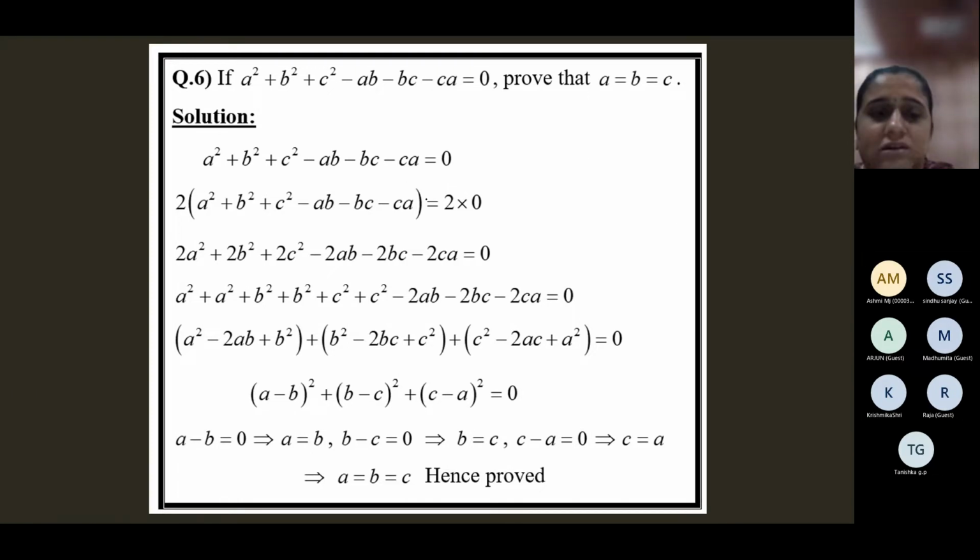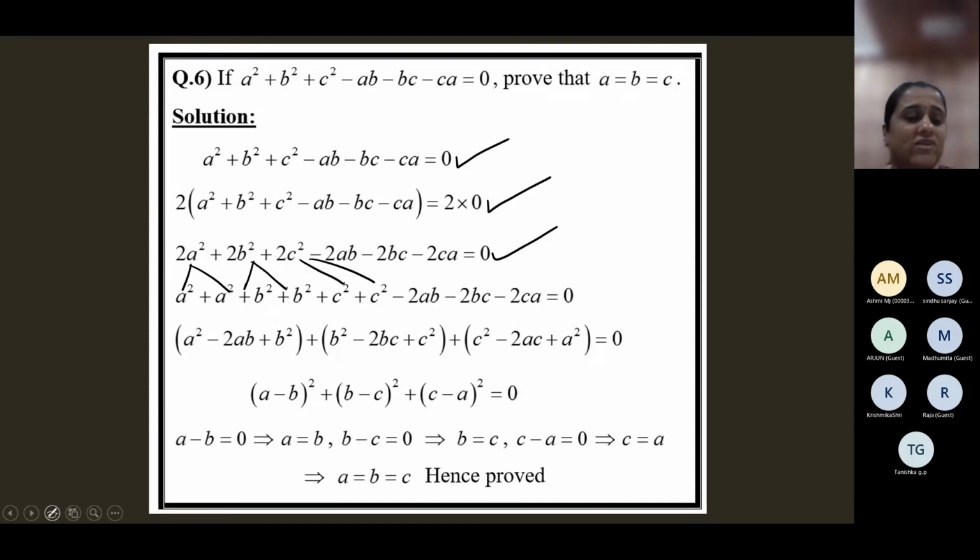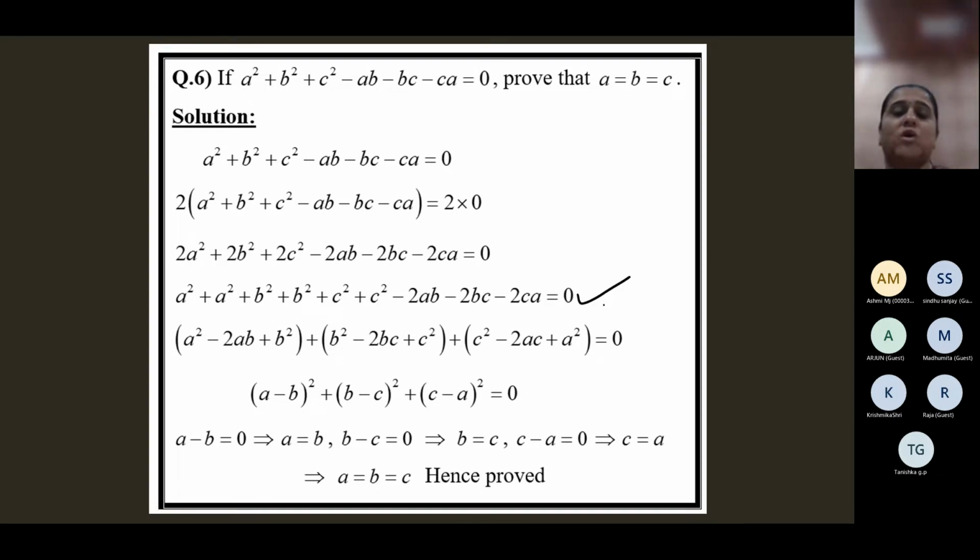So I'll quickly tell you again. This is the given equation. We multiply both the sides by 2. And then we break 2a square as a square plus a square, 2b square as b square plus b square, 2c square as c square plus c square. Now we have 9 terms in all. Now we are going to group in threes, 3 plus 3 plus 3, 9 terms.